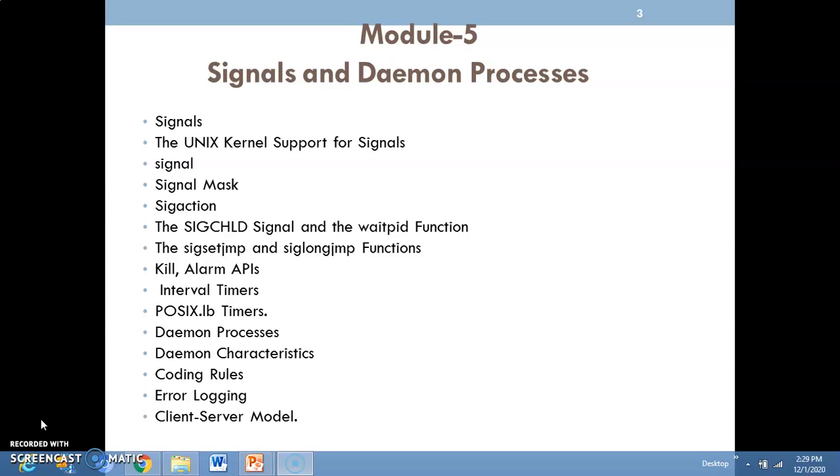In this video we are discussing signals, the unique kernels of the signals, signal mask, sigaction, then child signal, the waitpid function, setjmp, the signal setjmp and signal longjmp functions, kill and alarm APIs, interval timers and POSIX timers, daemon process, its characteristics and coding rules, error logging facility, and finally the client server model.